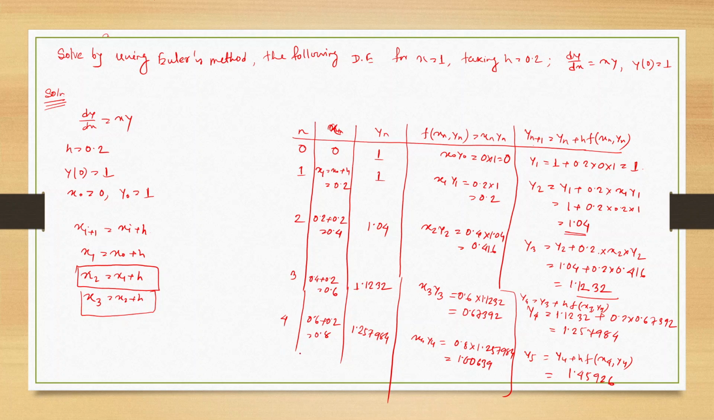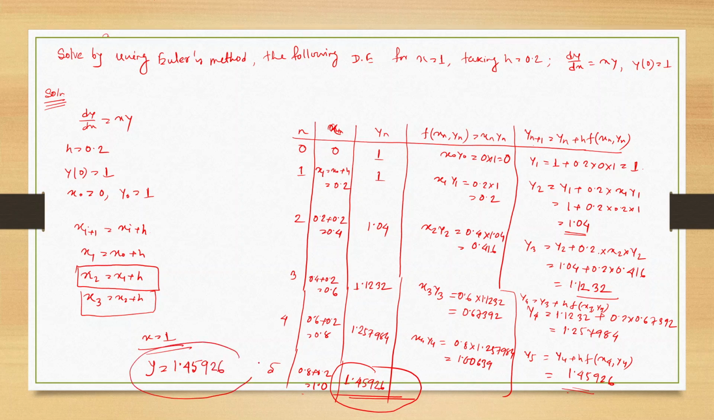And now for n is equal to 5, that is 0.8 plus 0.2, that is 1.0, and the corresponding y5 will be 1.45926. So this is the ultimate result, that is for x is equal to 1, the value of y is 1.45926. This is the required answer.